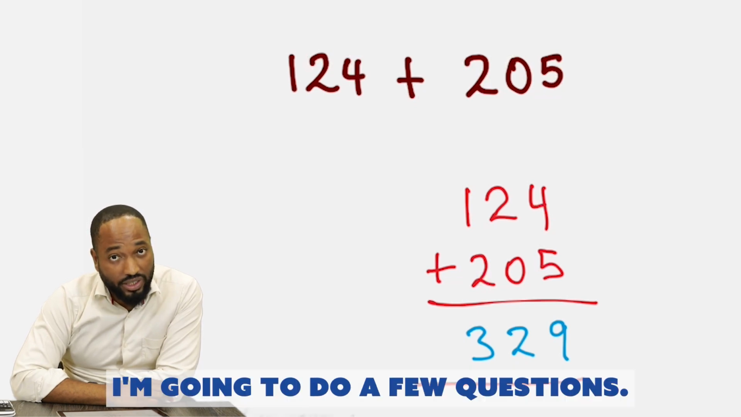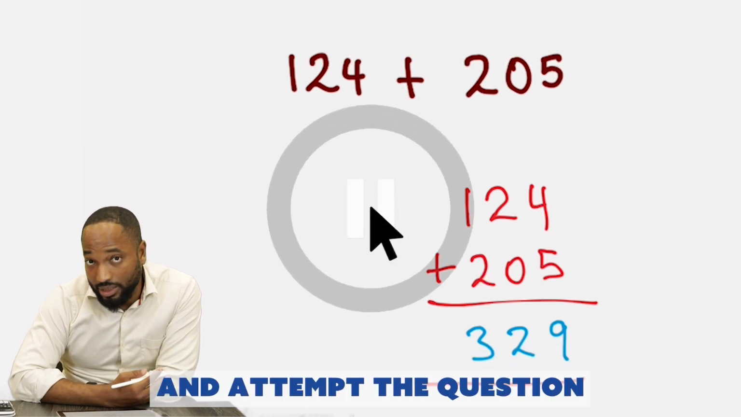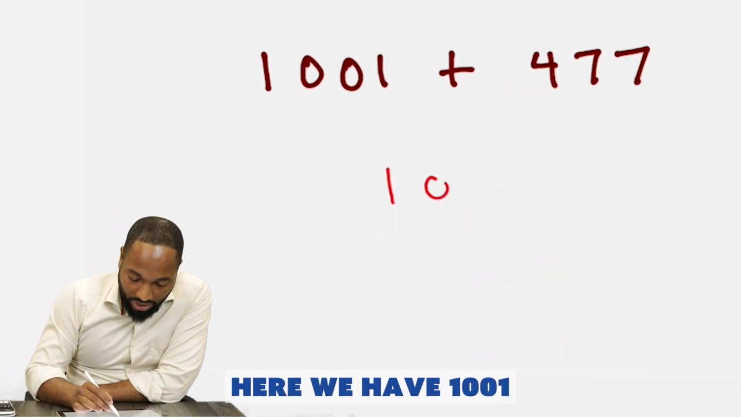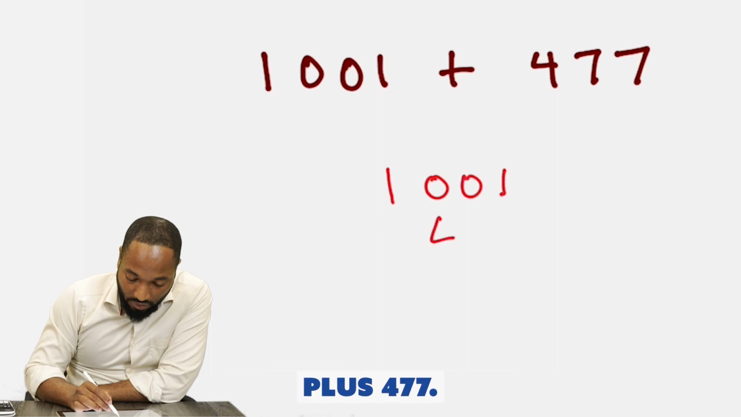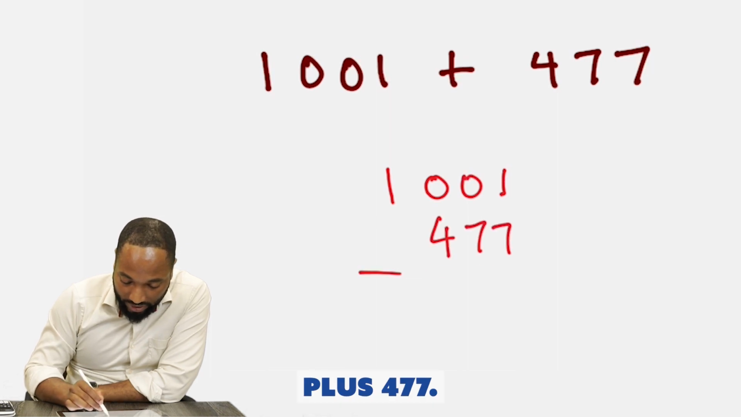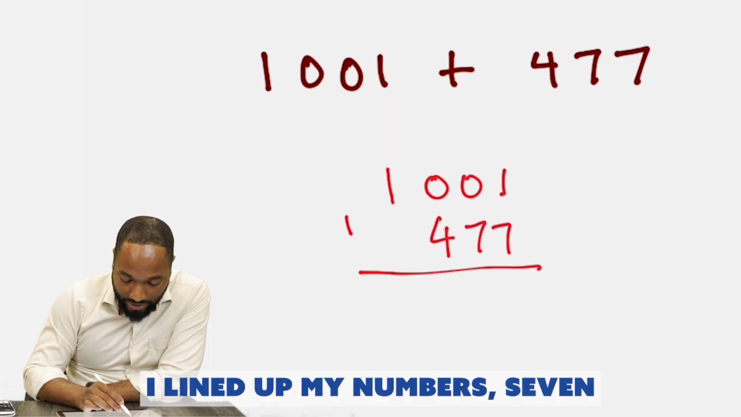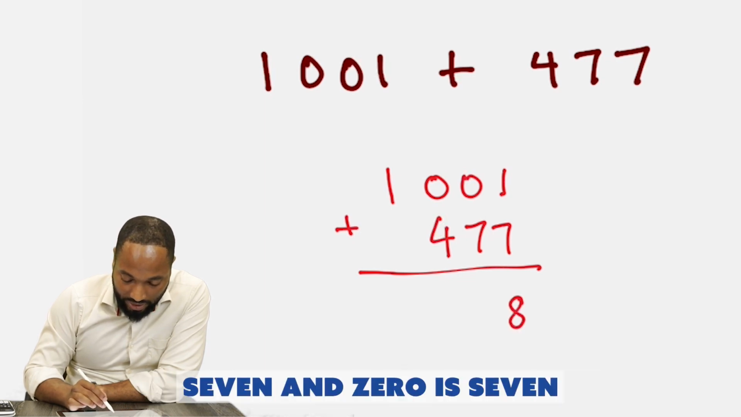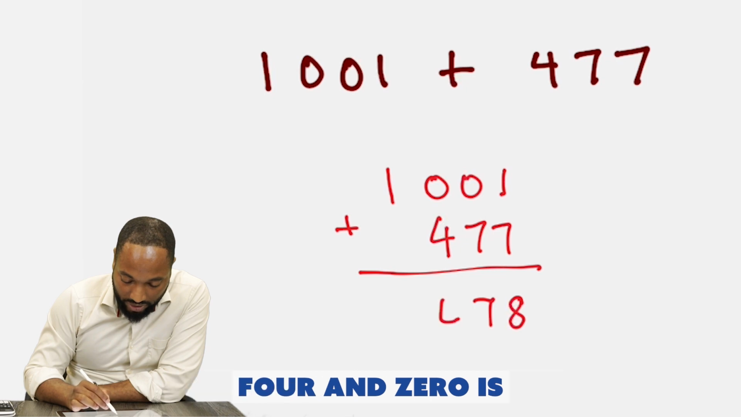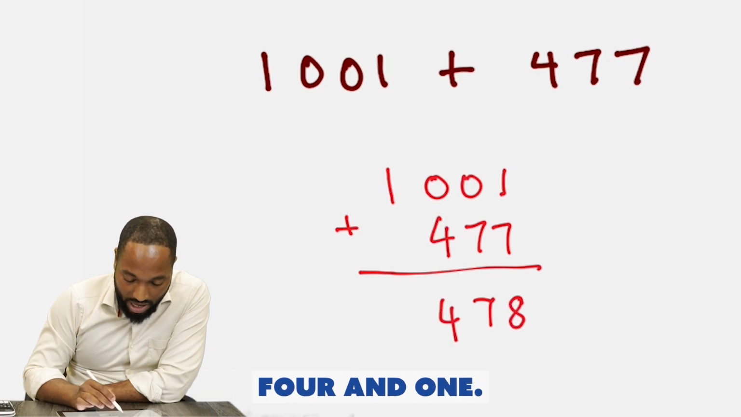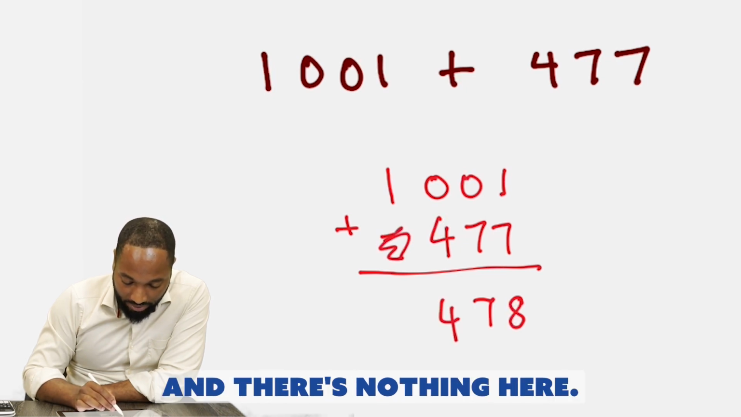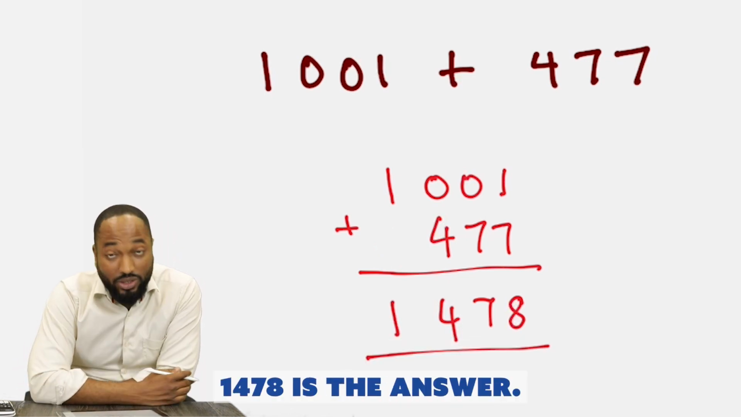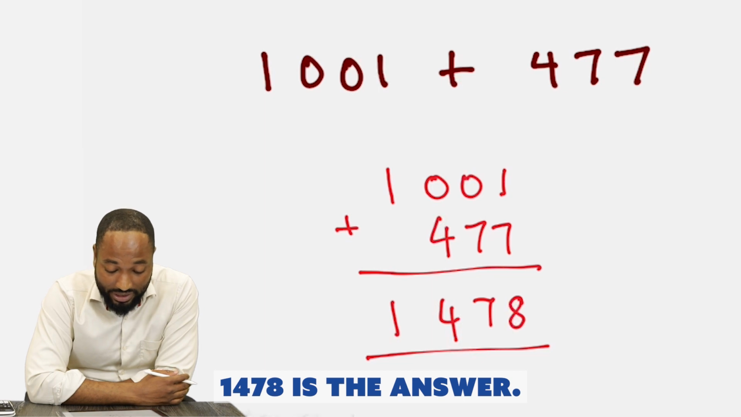I'm going to do a few questions. What you can do is pause the video and attempt the question and see if you can get the answer before me. Here we have 1001 plus 477. I lined up my numbers. 7 and 1 is 8. 7 and 0 is 7, 4 and 0 is 4, and 1, and there's nothing here, so I'll just bring down my 1 like that. 1,478 is the answer.